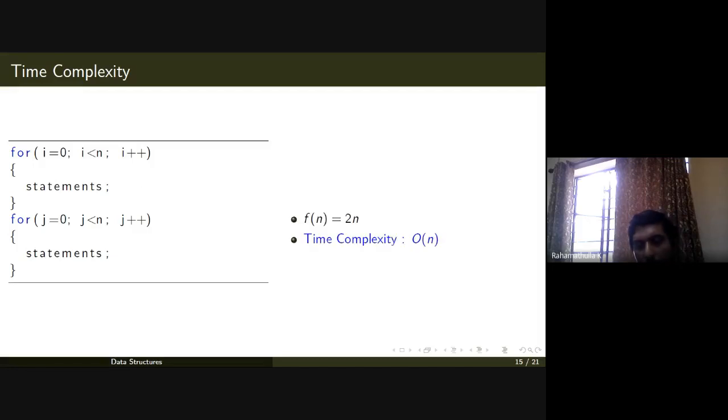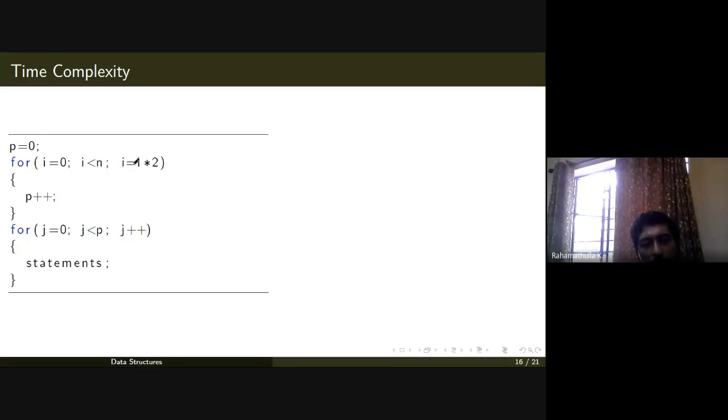So f of n can be written as 2n. From this, you know the complexity of the algorithm is related to the degree of the polynomial represented by the function. So f of n equals 2n means the time complexity is order of n itself, even if we have two for loops, both running n number of times.